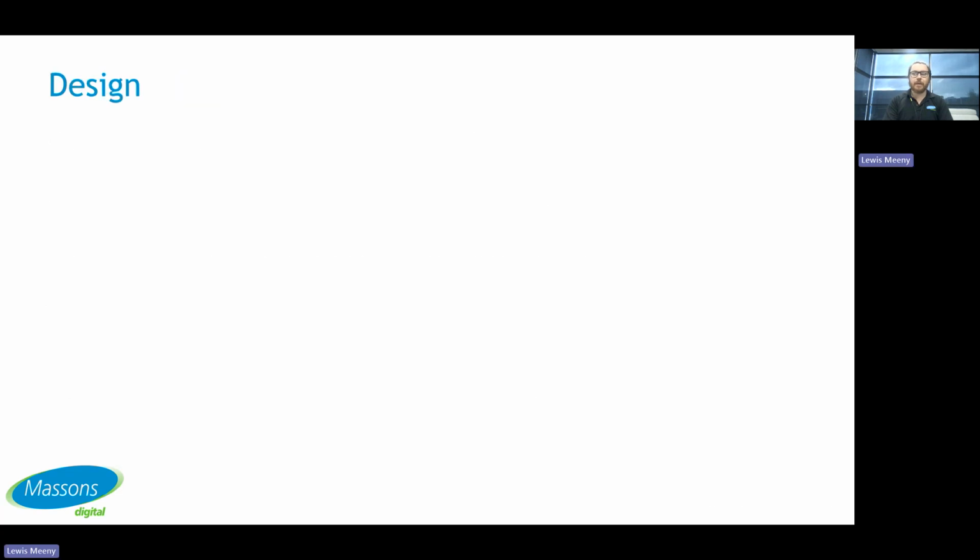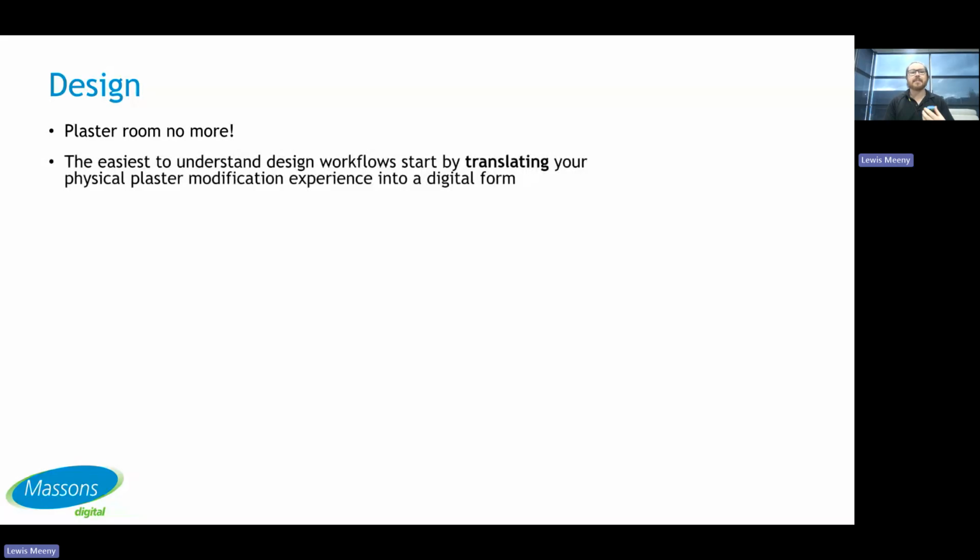So when it comes to design, well, plaster room no more. At least that's what we're ideally trying to get to. So the easiest way to understand a digital design workflow, we'd start by translating your experience of physical plaster into digital. That can be one of the easiest ways to get there. We can start playing around with changing up the order as you get used to CAD/CAM, but pretty much doing a virtual plaster room is one of the easiest ways to get you started.